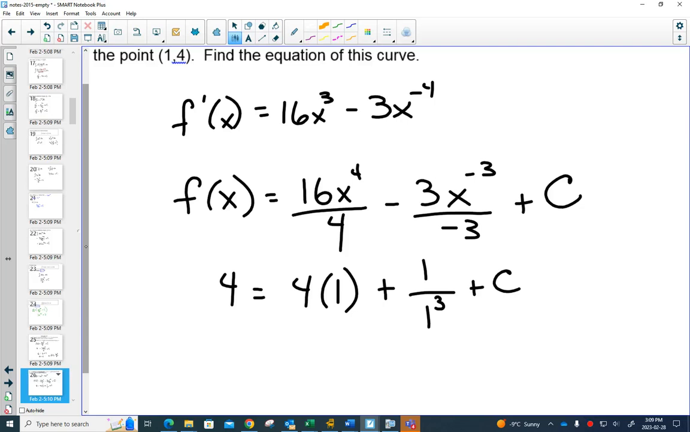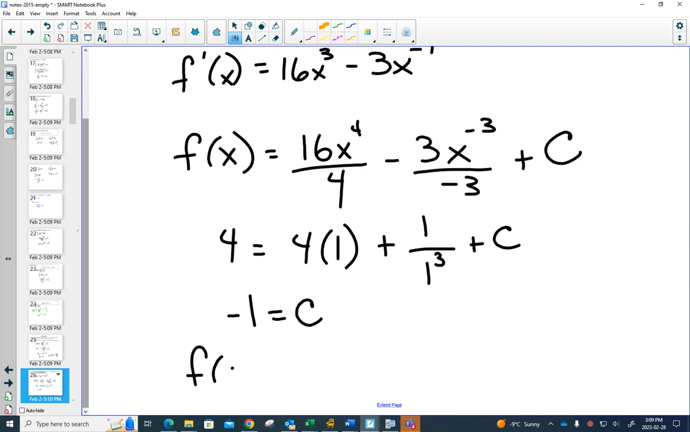Are you okay that I simplified the negative 3 over 3 and got a plus sign? And I moved the x to the minus 3 to the bottom, and I wrote 1 cubed even though I knew what the answer was. And so simplifying this, we're going to get negative 1 is equal to c. Find the equation now. We have to take the time to rewrite it. 4x to the 4 plus x to the minus 3 minus 1.